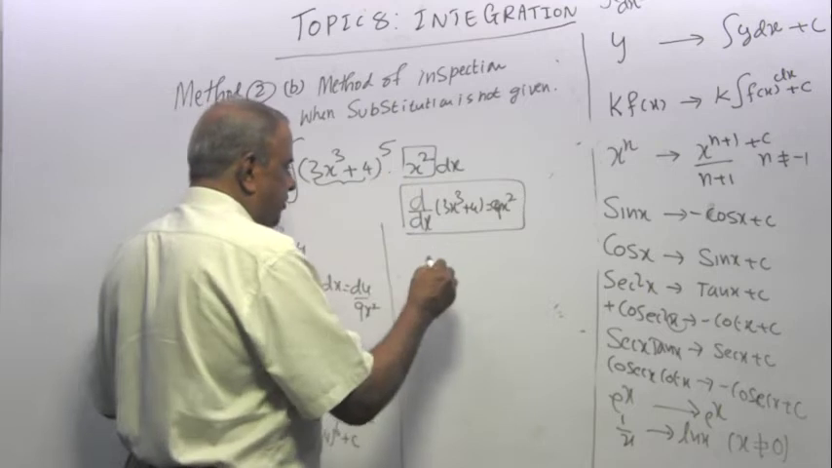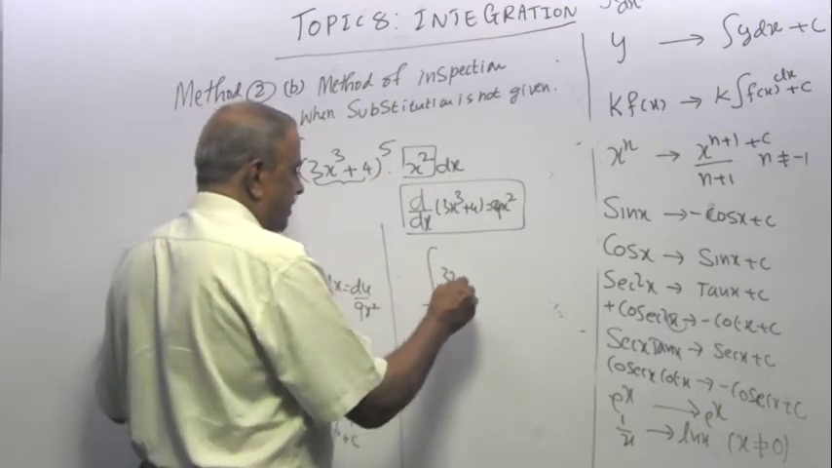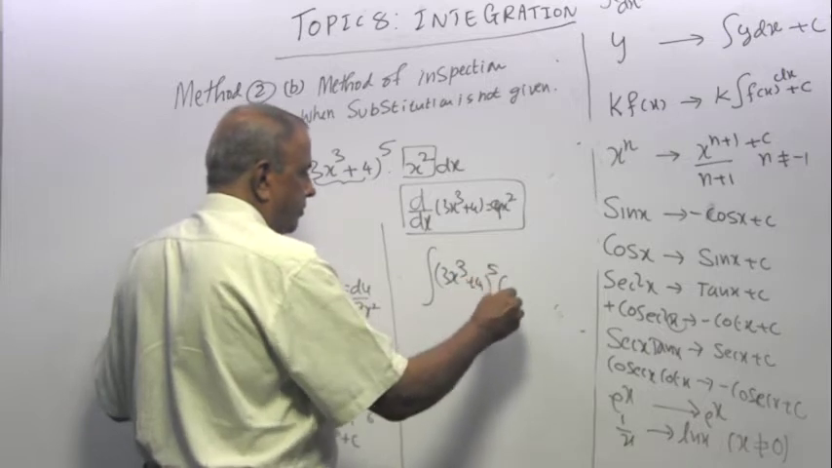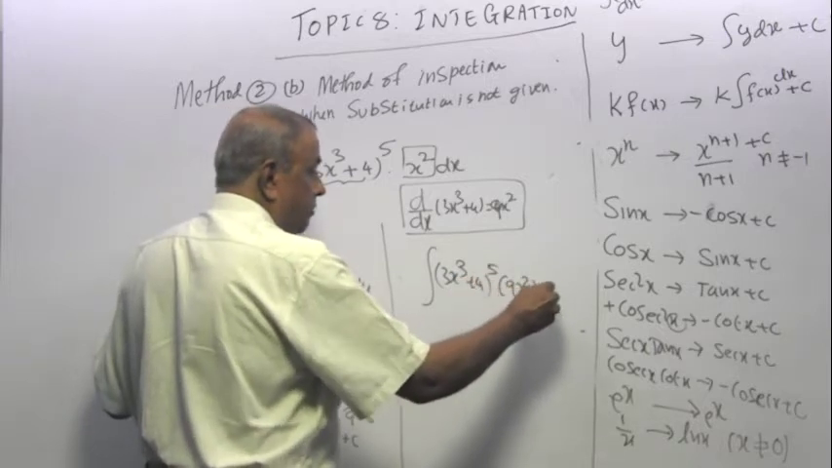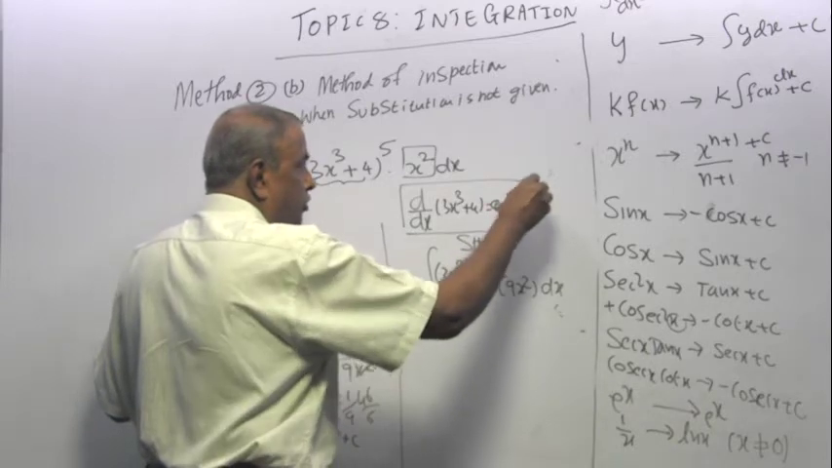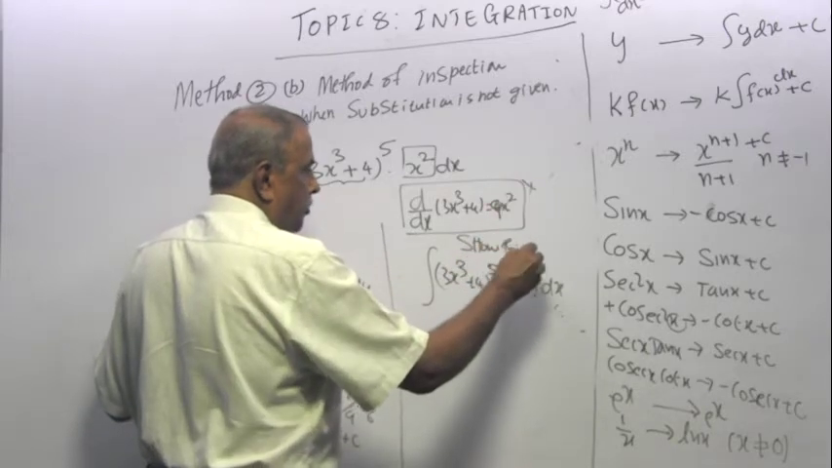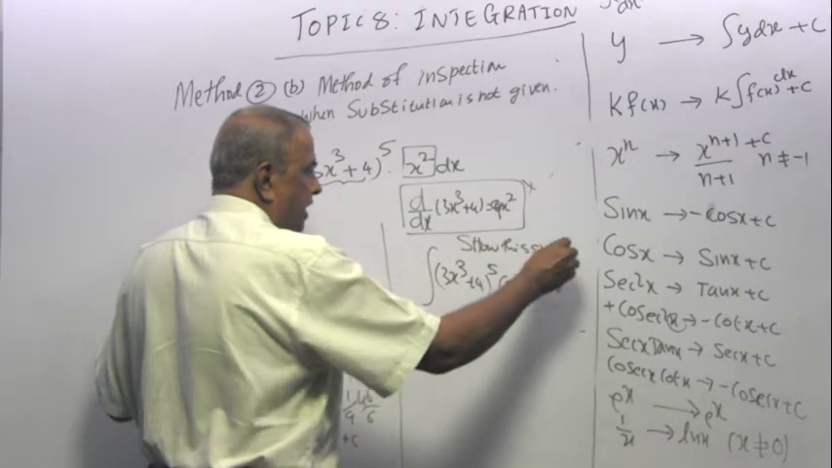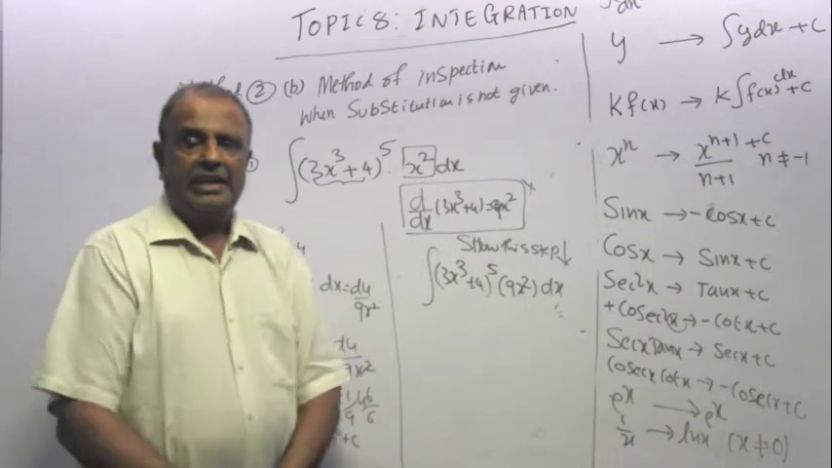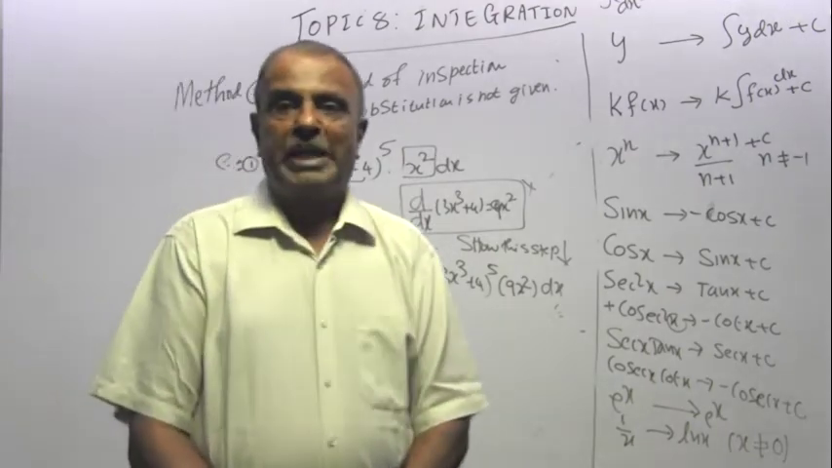So I need a 9x squared. So write it as 9x squared. Don't bother. This step must be shown. Show this step. You don't have to show that step, but you must show this step in the exam to get full marks. By writing that, you're telling the examiner, I am using inspection.